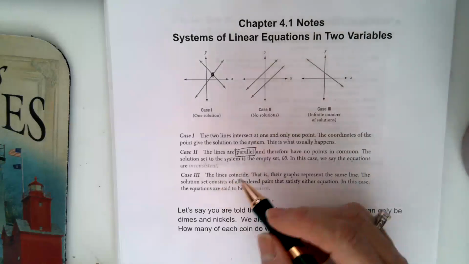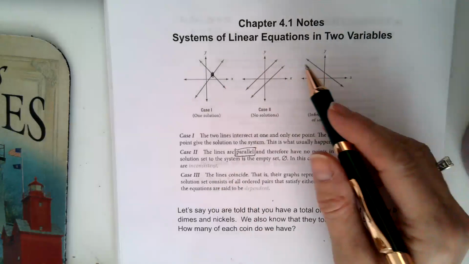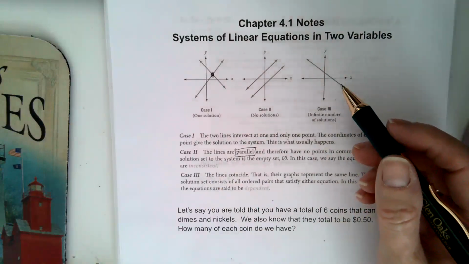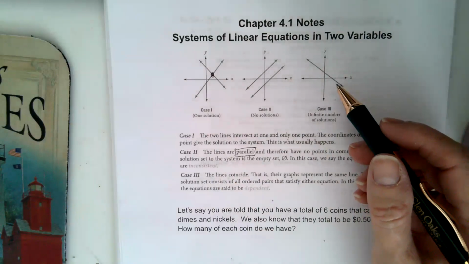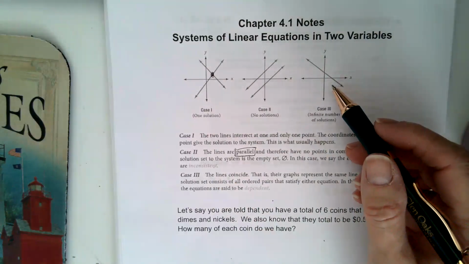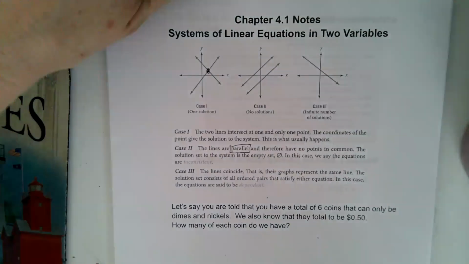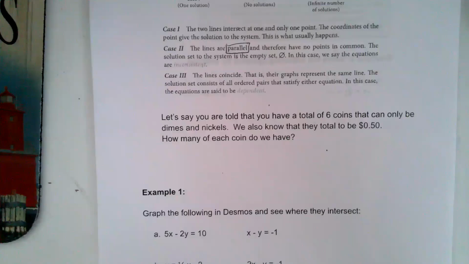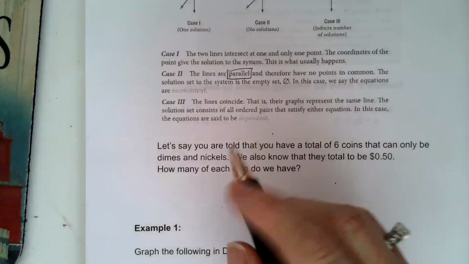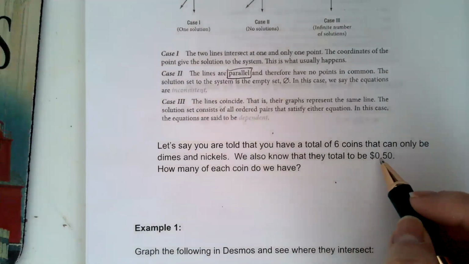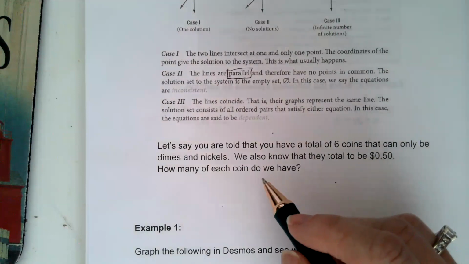Case three is where the two equations actually coincide. They're actually the same graph, but we didn't know it. And you'll see how that might be explained in a different kind of context that I will use. So let's say you were told that you have a total of 6 coins that can only be dimes and nickels. We also know that they have to total 50 cents. How many of each coin do we have?